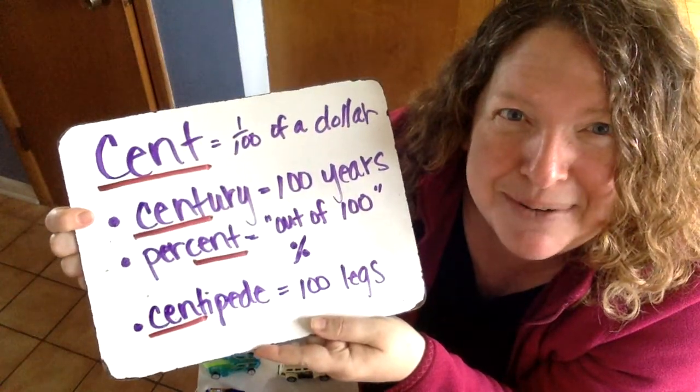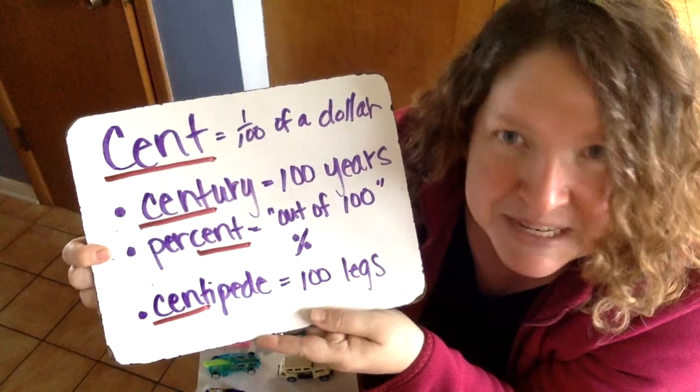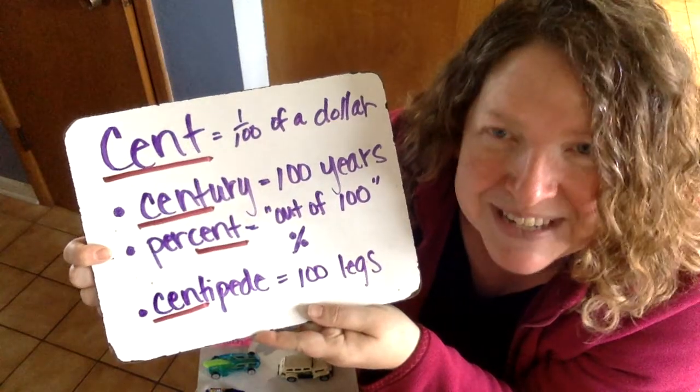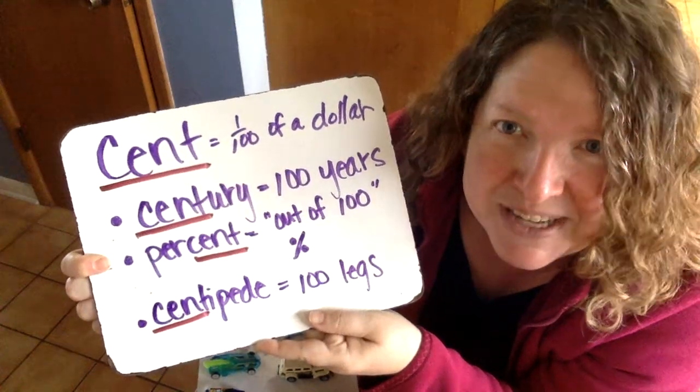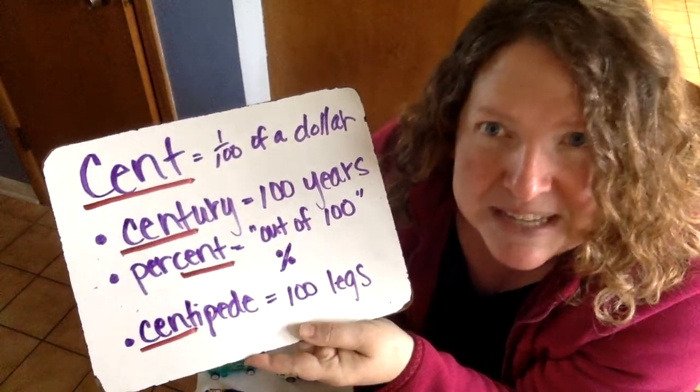Century, did you come up with that one? 100 years. What about percent? Per means out of, and cent means 100, out of 100. If we say 100% of something, or 30% off, if we go to a store and there's a sale, 30% off, it means out of 100.